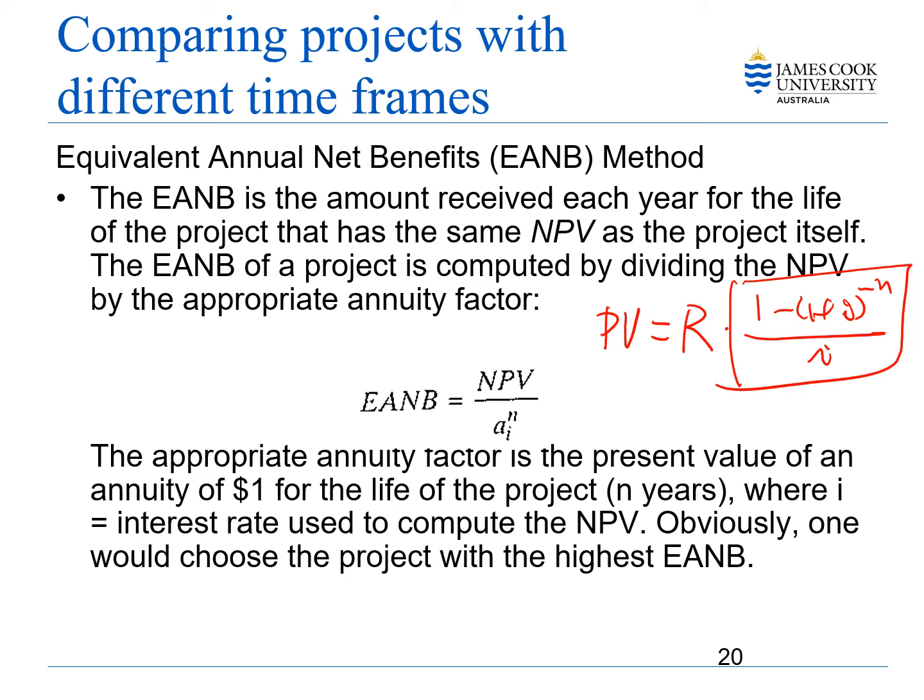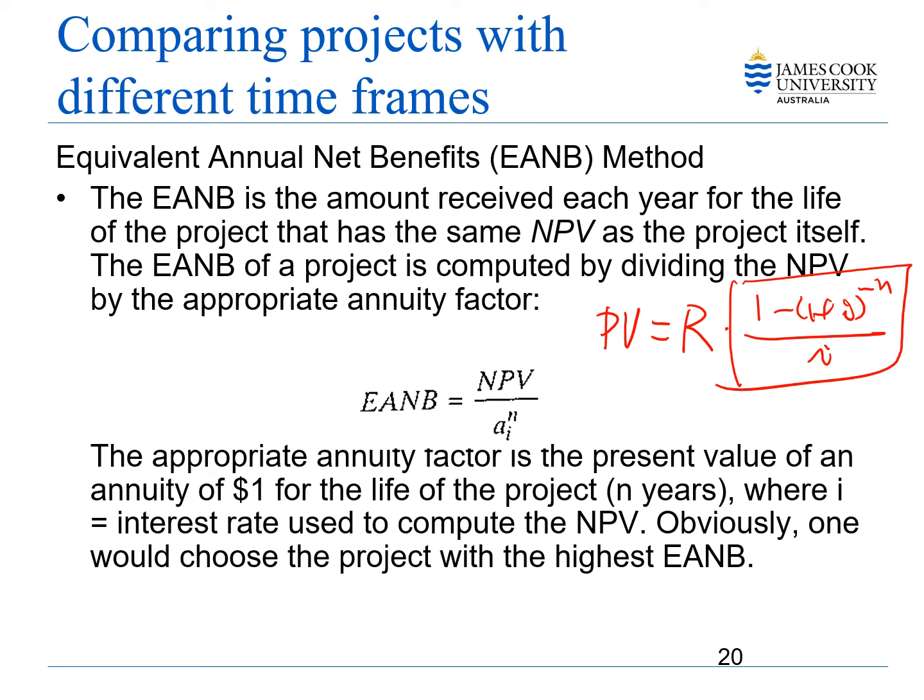And let's compare these two R, right? The comparison of these two R is fair, okay? Because this R is the per period payment, the annual payment. So we are indeed comparing apple with apple, not apple with banana. All right, so this is the idea of the equivalent annual net benefits method.